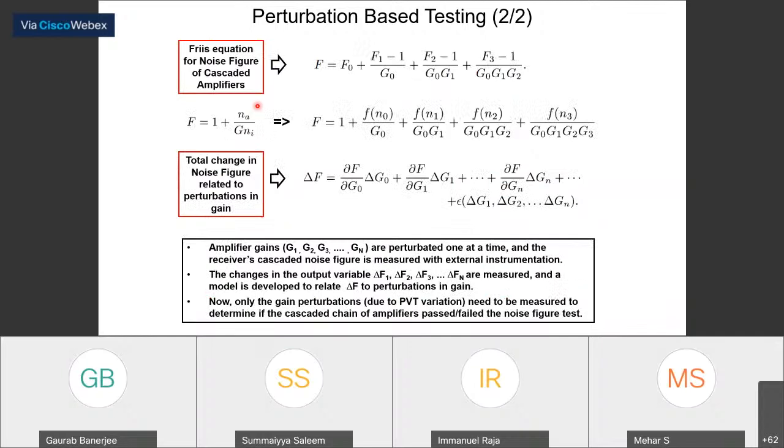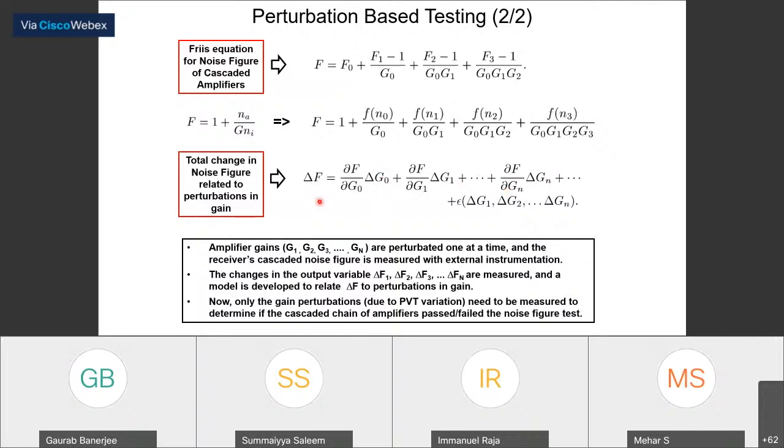Just to give you an example, those of you from the microwave world, and I think everybody's here from the microwave world, you've seen the Friis equation at some point, which relates the various stage gains and their noise figures to the overall noise figure. Now, what if I could relate the total change in the noise figure to individual changes in gain, G0, G1, G2, and so on? Then I can construct a model by perturbing amplifier gains one at a time and measuring the changes in the output noise figure, so that later on, all I need to do is measure the changes in G0, G1, and GN, and so on.